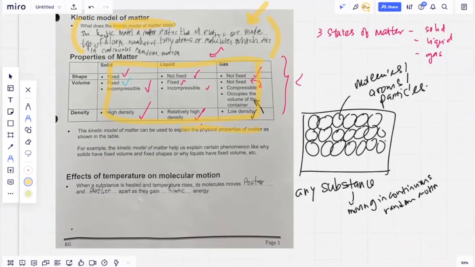So there comes this part about the effect of temperature on molecular motion. Molecules will have different speeds due to different KE. That one I'll explain later.